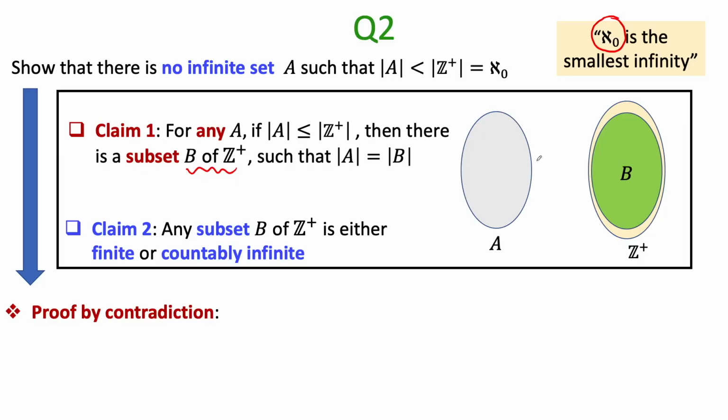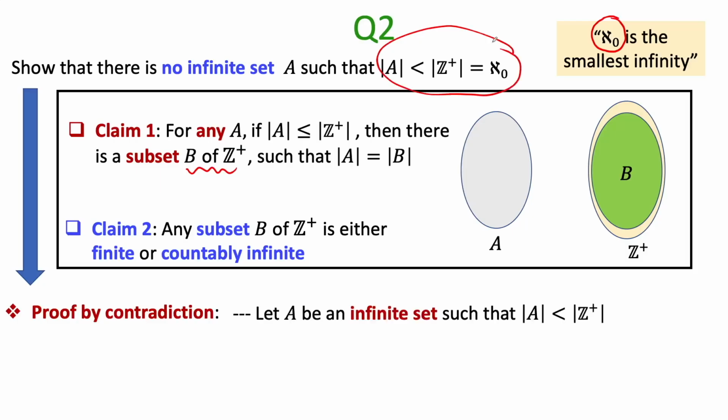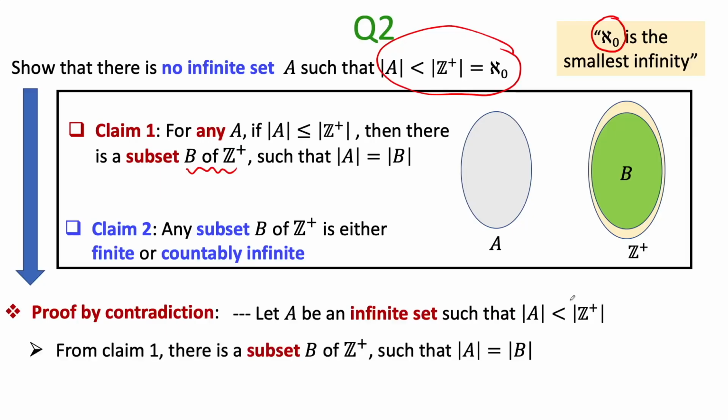The proof will be by contradiction. We want to prove that there is no infinite set A satisfying this condition. So we will assume on the contrary that you have an infinite set A whose cardinality is strictly less than Aleph null. Now, by applying claim 1 on that set A, we know that there exists some subset B of the set of positive integers whose cardinality is the same as the cardinality of the set A.